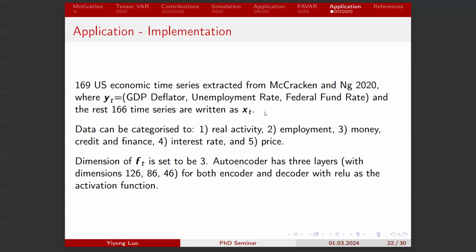The elements in Xt can be categorized into 5 categories, and I will not give too much detail about it. The dimension of Xt is set to be 3, but after using cross-validation, you can get different values. This is just some demonstration. For the autoencoder, you also have some architecture, still pretty simple, but we actually need to add some more structure to it. I didn't include it in this talk, but I'm currently working on this.